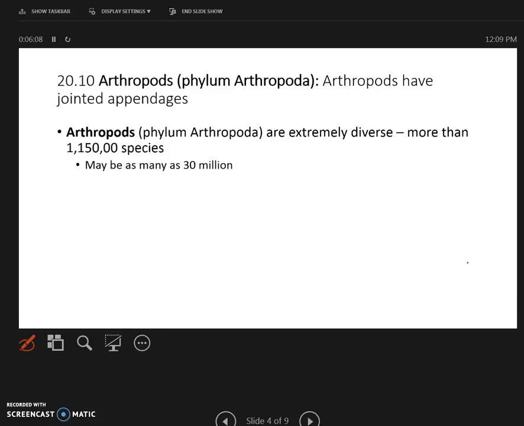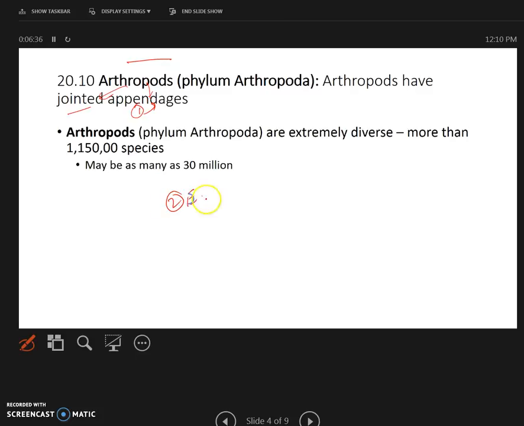The next phylum, Arthropoda. Arthro means jointed. So arthro comes from the word jointed, pod means appendages. So phylum Arthropoda is extremely diverse, and there are so many species, as many as 30 million forms. What are the characteristics of arthropods? Like I said, the first characteristic is, of course, they have jointed appendages.